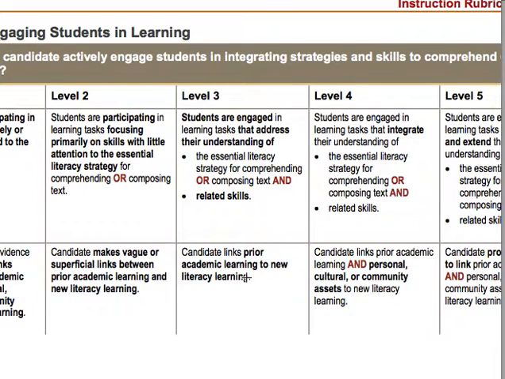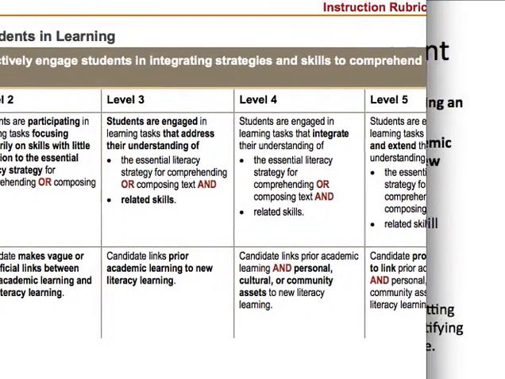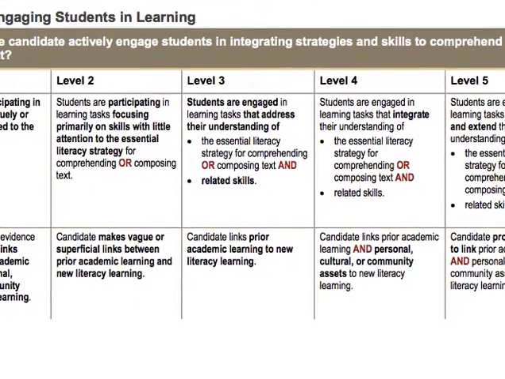You link prior knowledge to new literacy and learning. Even though they specifically ask you about how you are linking community, personal, and cultural assets, you don't even need that for a 3. This is one of those situations where a 4 should really be a slam dunk.